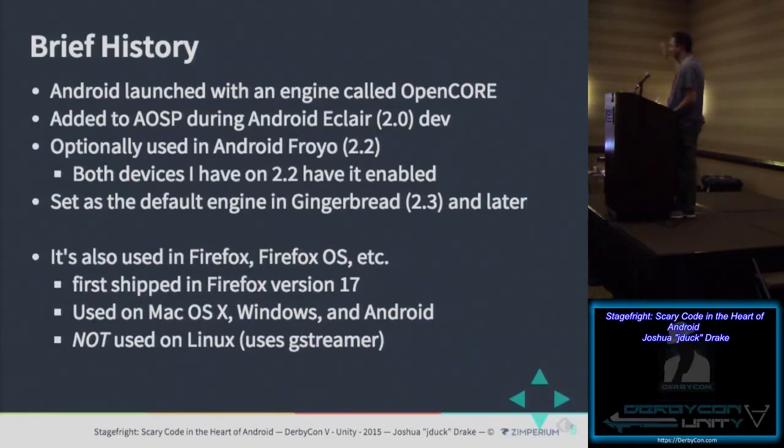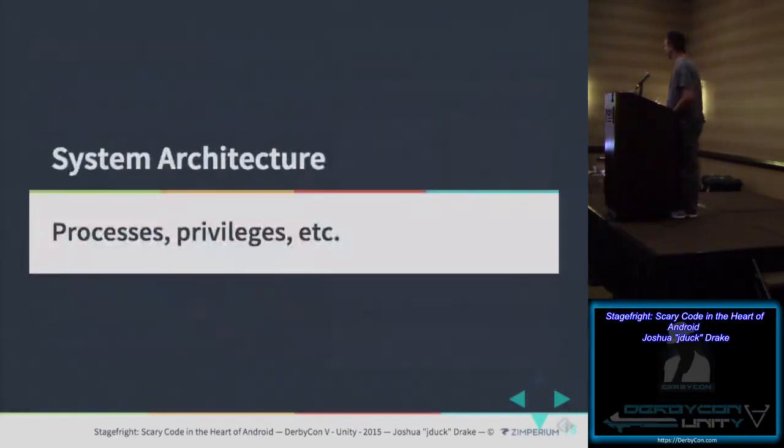It's also used by Firefox and Firefox OS. They randomly decided for some reason to pull code out of Android and throw it into Firefox. It's funny too, because I reported the bugs to them, and they were like, yeah, we really want to get rid of this code. And I was like, why don't you just do it? So they use it on OS X, on Windows, and on Android and Firefox. They do not use it on Linux. They use GStreamer, which, I don't know, maybe that's bad. I'm not sure. All right, now I'm jumping all over the place.